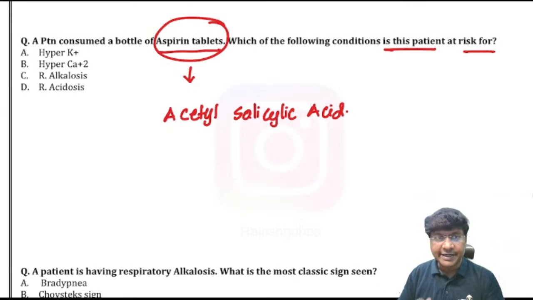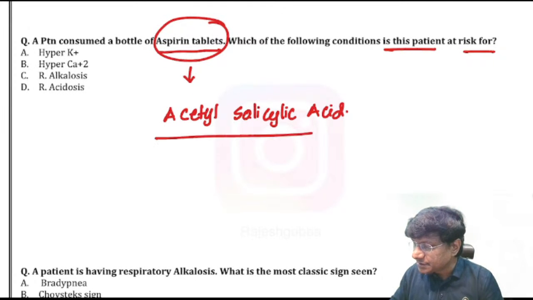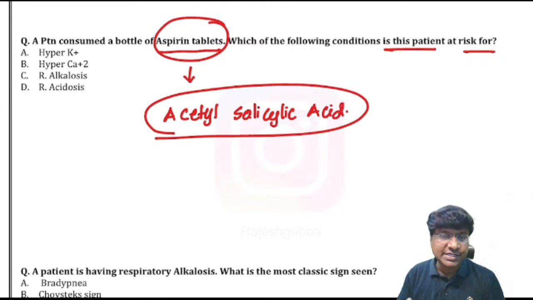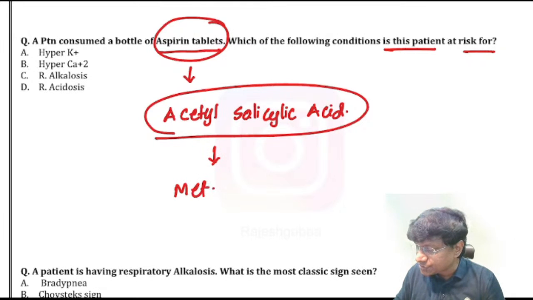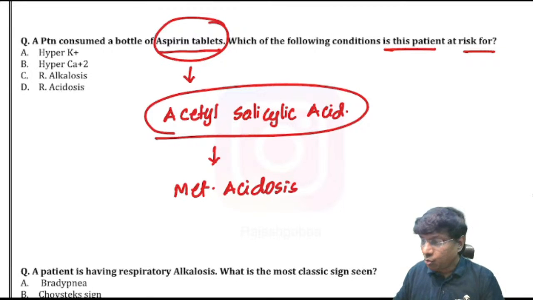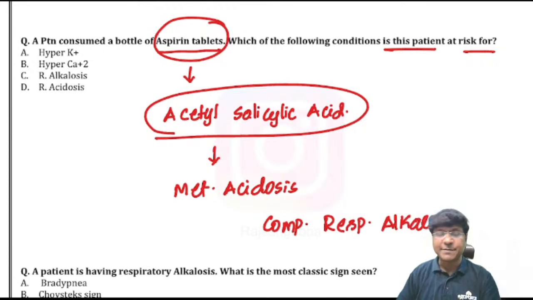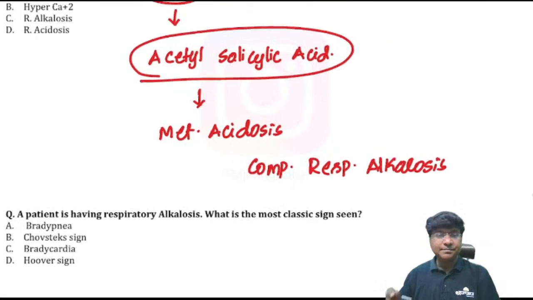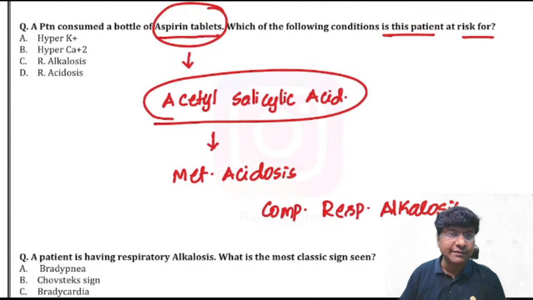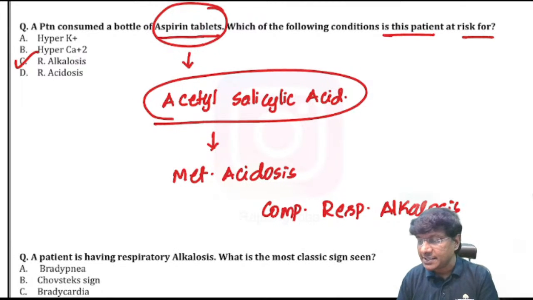Now, this patient's aspirin consumption: what is this? It is acetyl salicylic acid. So the patient is at risk of metabolic acidosis. Once there is metabolic acidosis, what will be the compensatory event? The compensatory event will be respiratory alkalosis. Because metabolic acidosis is not given in our options, the answer would be respiratory alkalosis. So the answer is C.